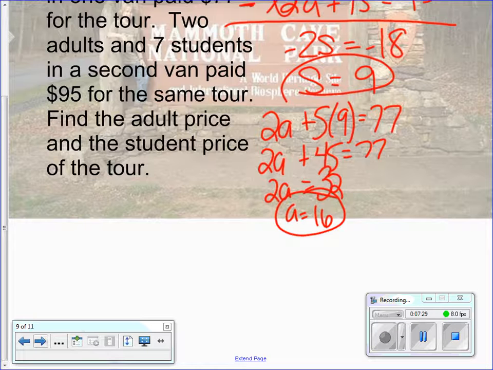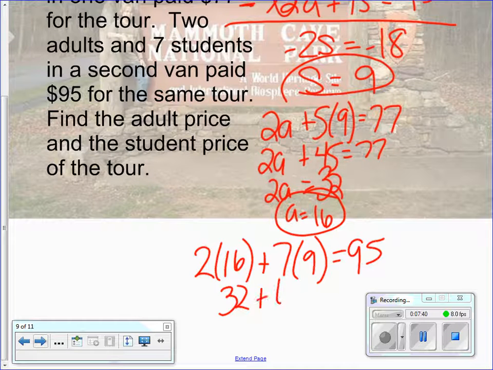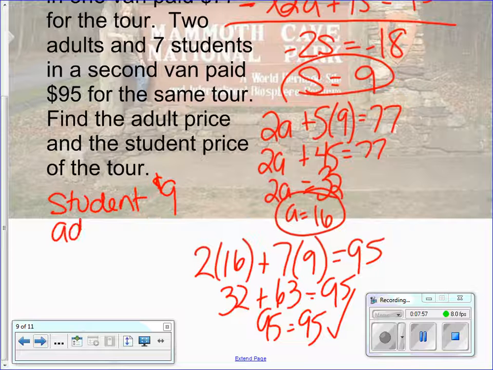I'll check in the second equation. 2 times 16 plus 7 times 9 equals 95. 32 plus 63 equals 95. 95 equals 95. Check. It's a word problem, so you need word answers. So you would say student is $9 and adult is $16.